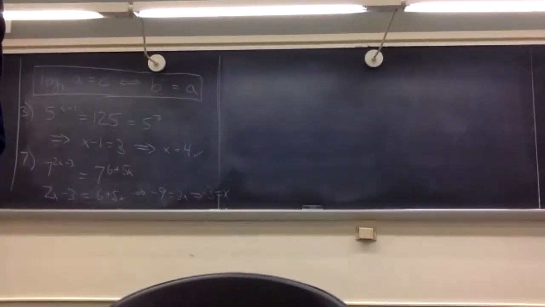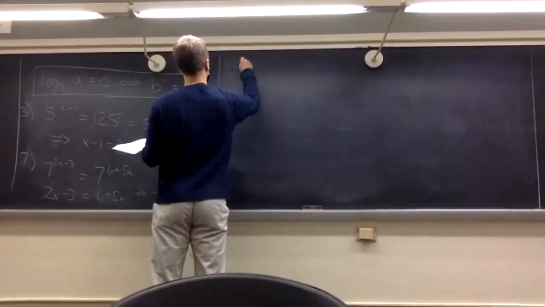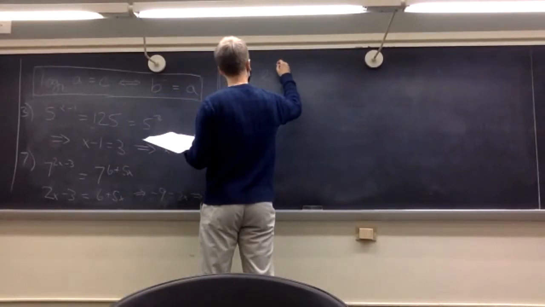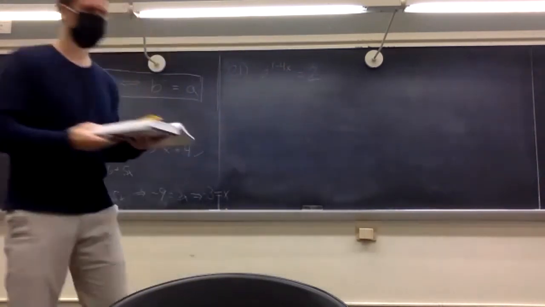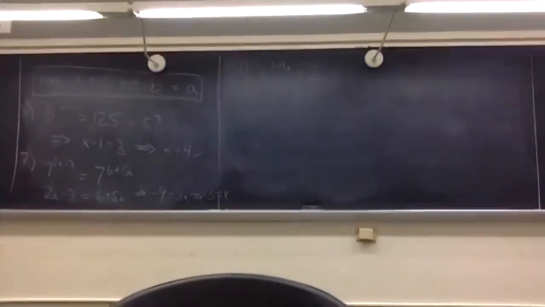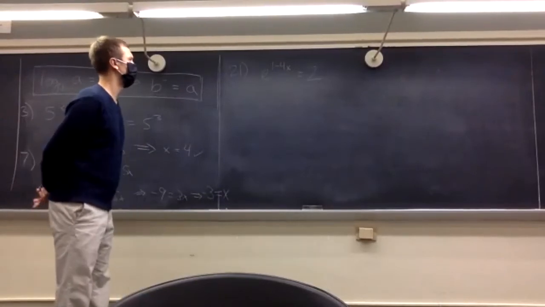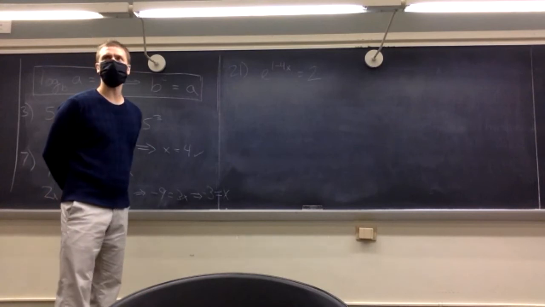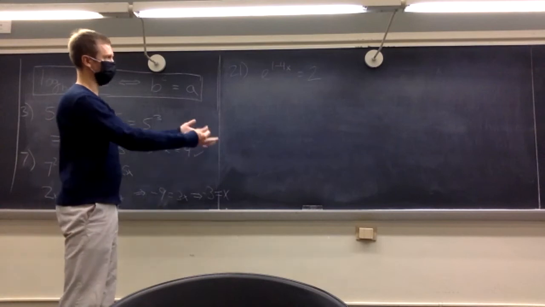So let's do 21. There's e to the 1 minus 4x is 2. You're not going to be able to compute this one in your head. We have to solve for it using logarithms, using the rules of logarithms, and you're going to have an answer with logarithms in it.